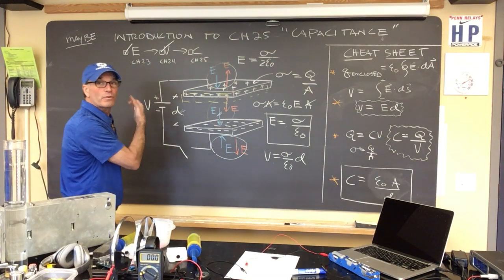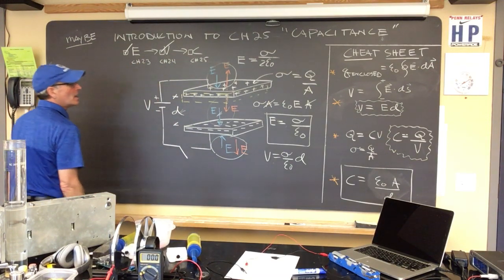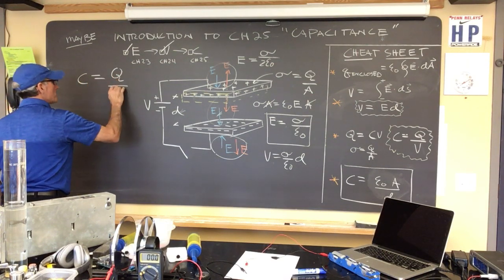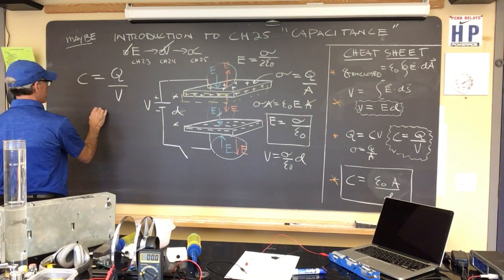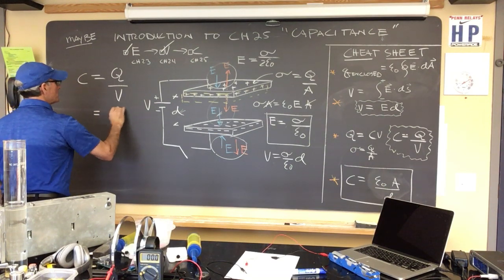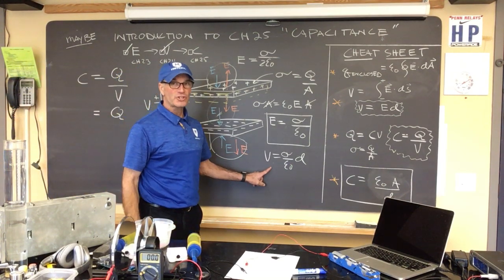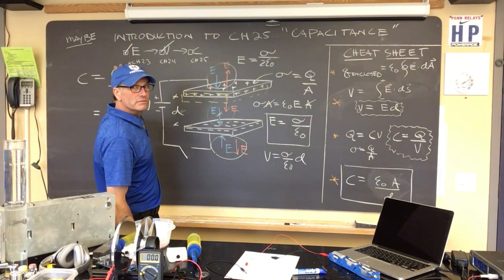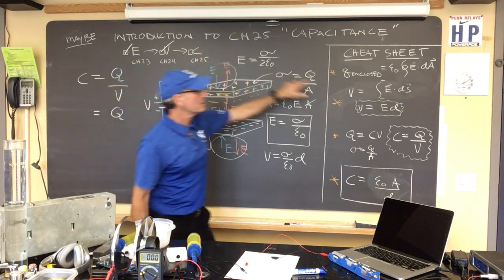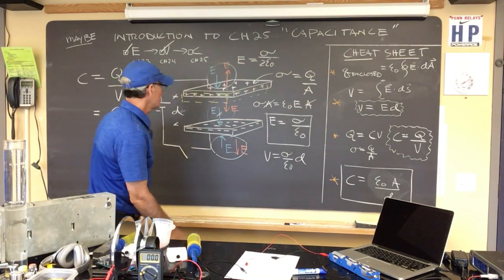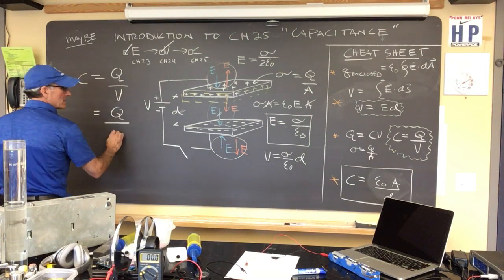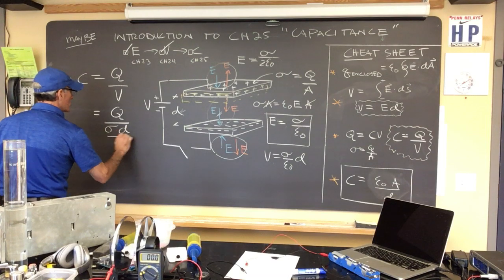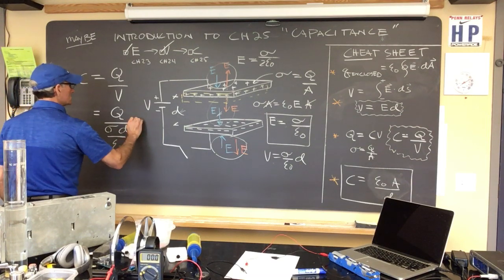All right, let's now apply Chapter 25 to all this craziness. I'm going to move over here. Can you see over here? Now, capacitance is equal to Q over V. Now I'm going to substitute my potential equation that I just derived from the electric field, the electric potential, and that's going to be sigma d over epsilon naught.